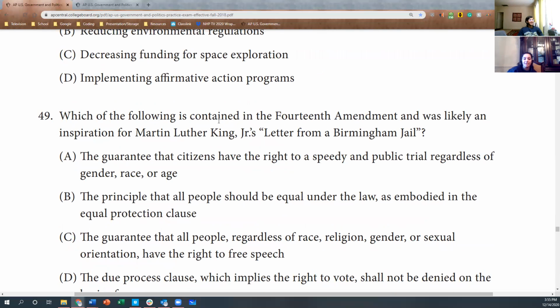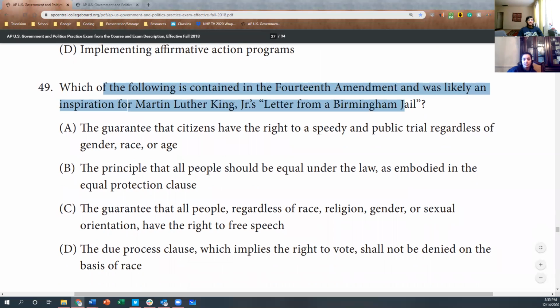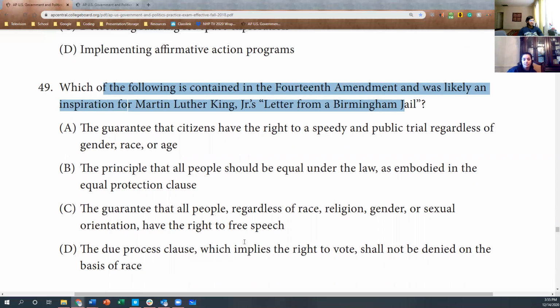Oh, we did this one too. I remember. This was likely an inspiration for the Birmingham jail letter. This was because there was that open letter from the clergymen, right? That said that. Yeah. What was it? Let's see.